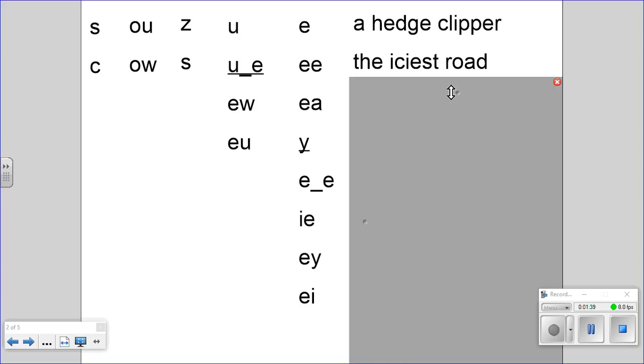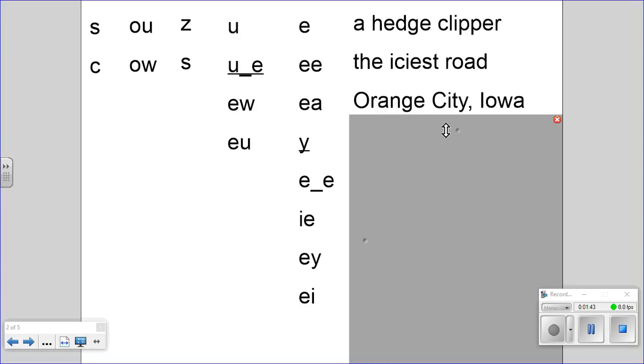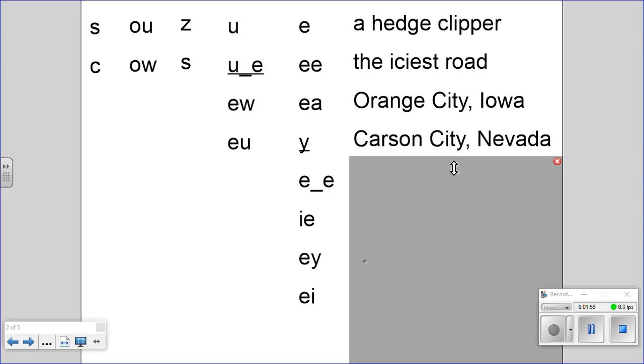I hope you remembered capitalization and punctuation. Don't forget that comma to separate the city and the state. Next, Carson City, Nevada. Jasmine's hometown is Naples, Florida.